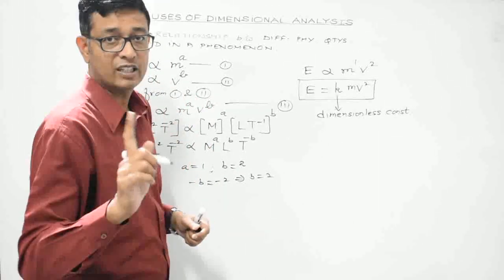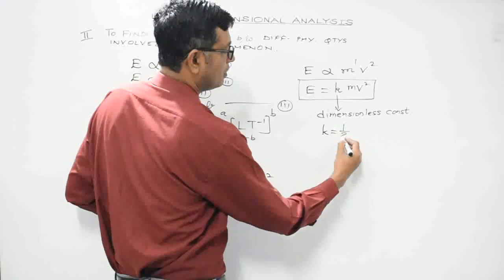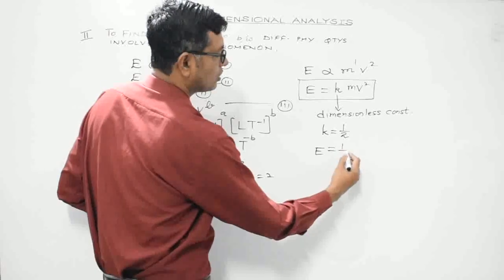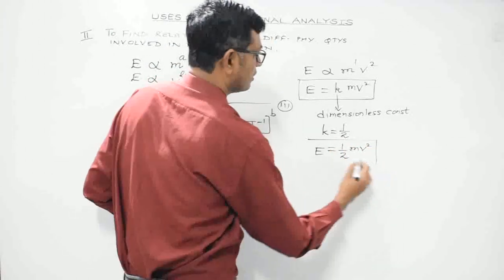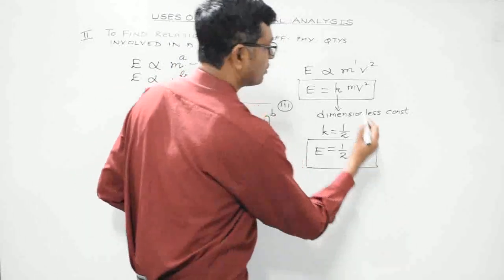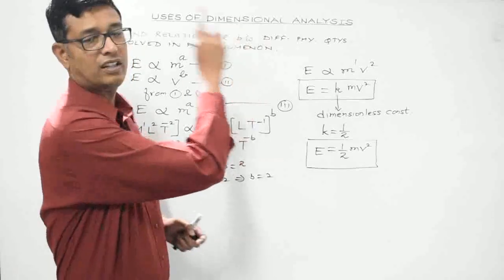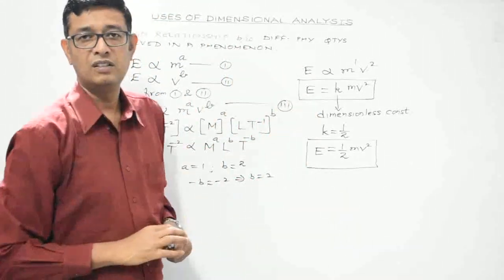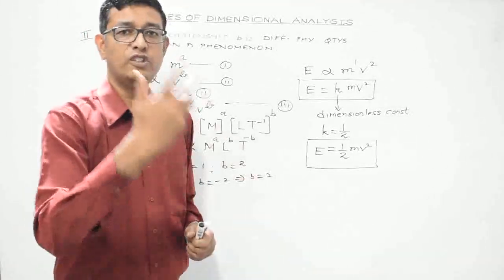It is found experimentally that the value of k is half. Right? So the formula for the kinetic energy becomes half m v square. This is the derivation of kinetic energy possessed by a body by virtue of its motion using dimensional analysis. Right? It's a very simple method. Let's concentrate on another numerical, right?